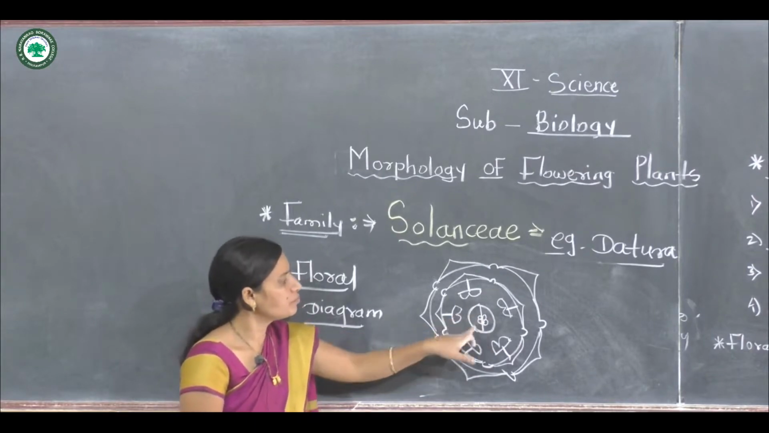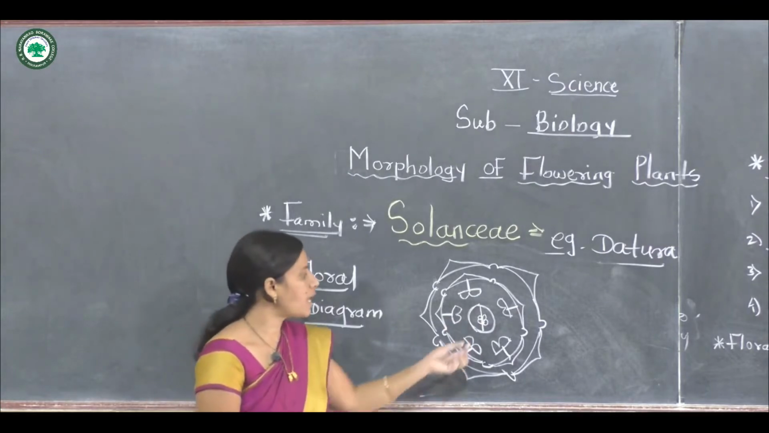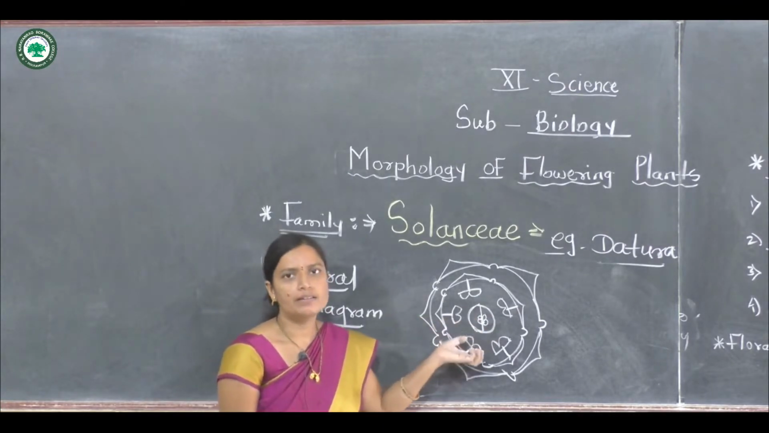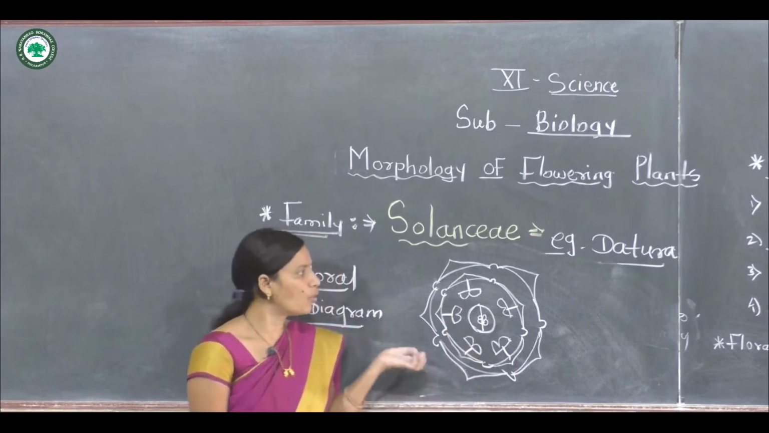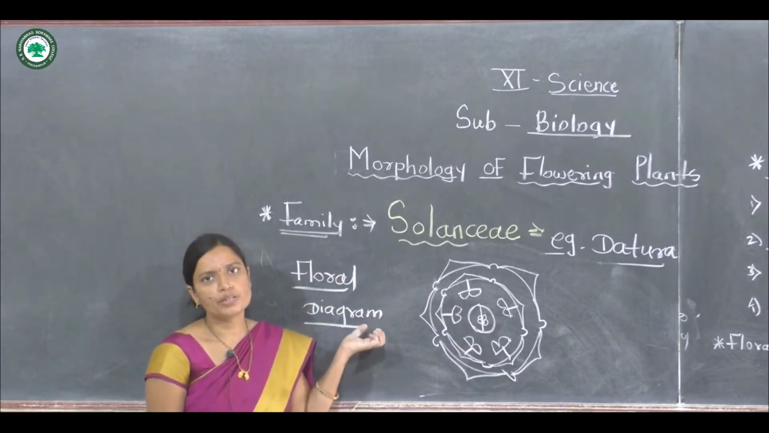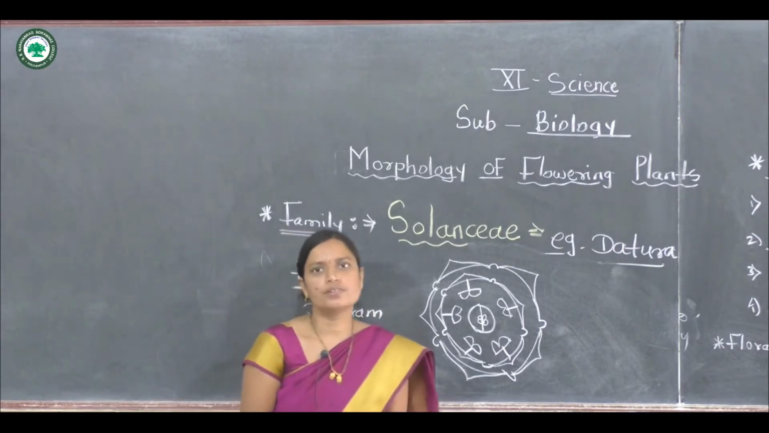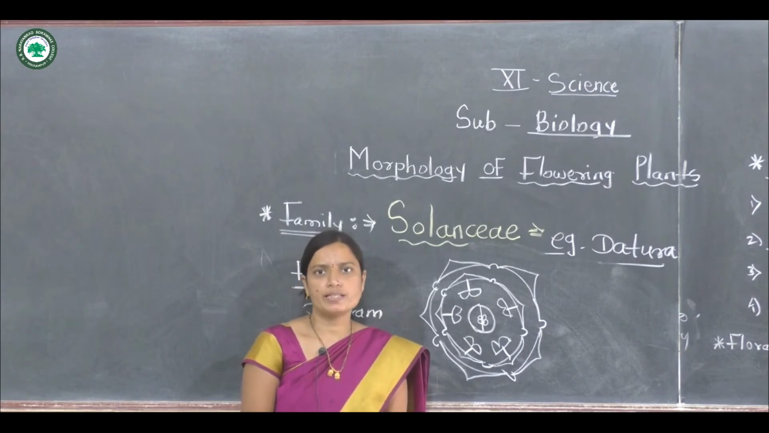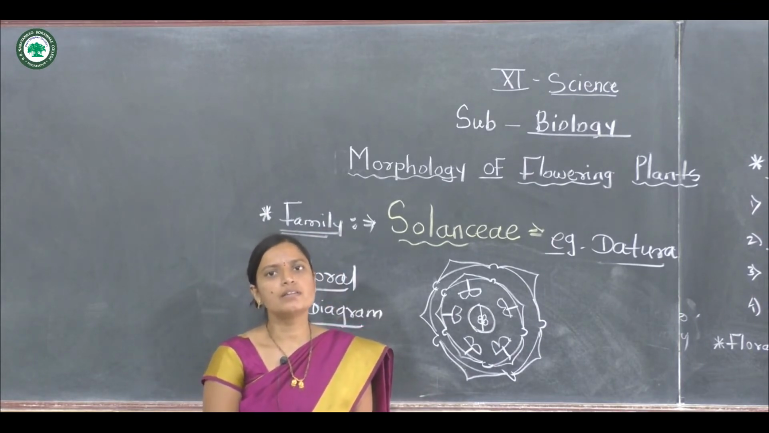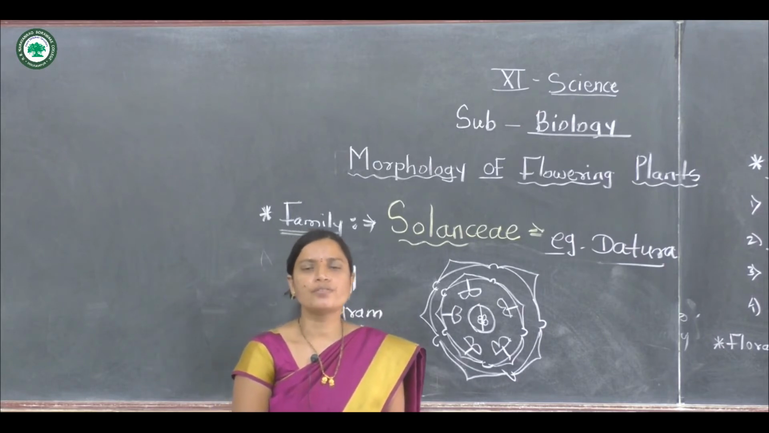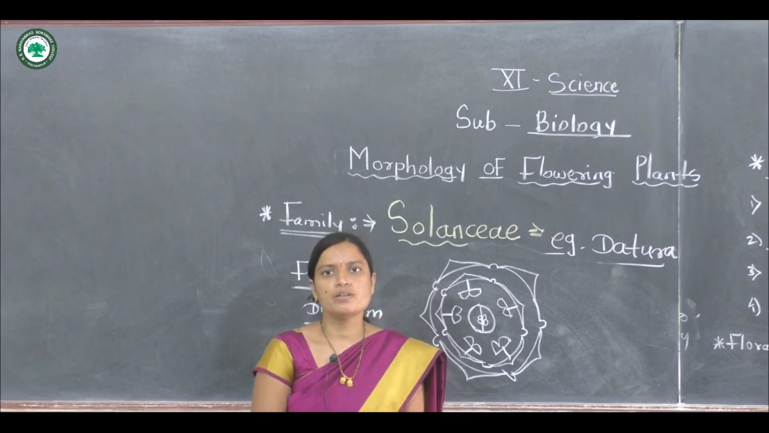In the middle is the gynoecium. The carpels are 2, bicarpellary and syncarpous, fused, and the placentation in this family is axile, and the ovary is superior in position. In this video we discussed the Solanaceae family and its floral parts as well as vegetative characters, floral formula and floral diagram of the family Solanaceae.